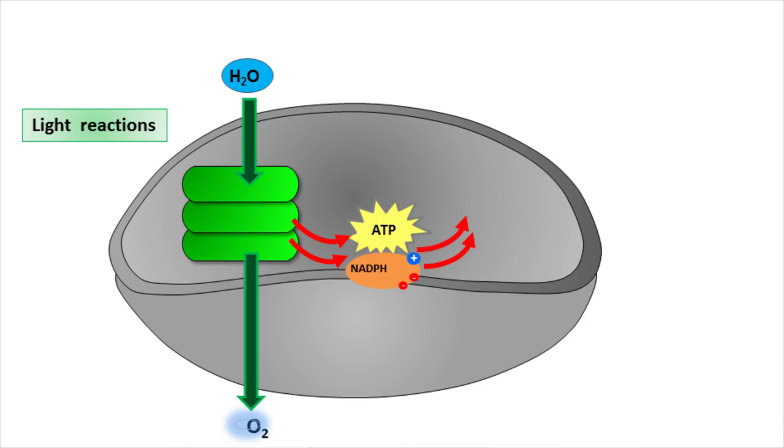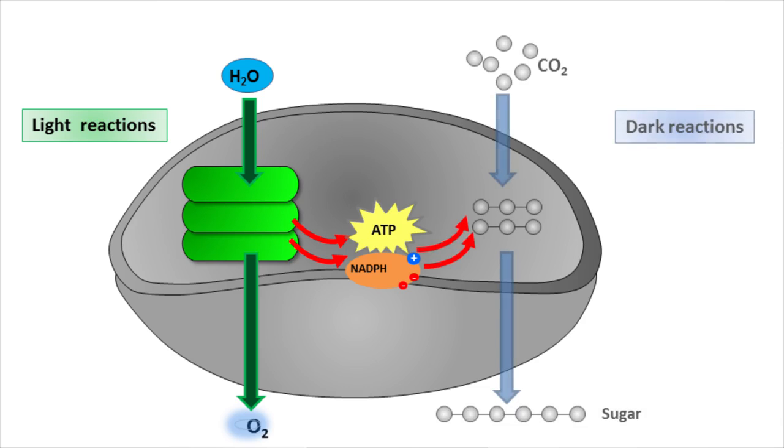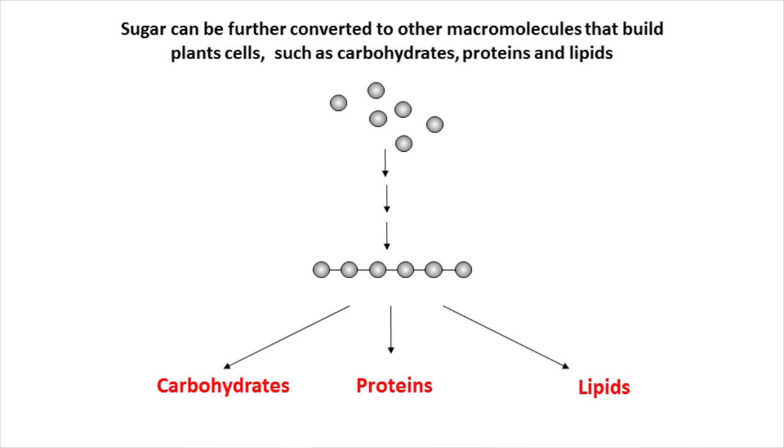The dark reactions utilize the ATP and NADPH to fix atmospheric carbon dioxide into sugars. A waste product of this process is ADP and NADP+, which is then recycled through the light reactions. So the cycling of ATP to ADP and back to ATP, and NADPH to NADP+ back to NADPH, links the dark and the light reactions. Sugar can be further converted to other molecules that build plant cells, such as carbohydrates, proteins, and lipids.